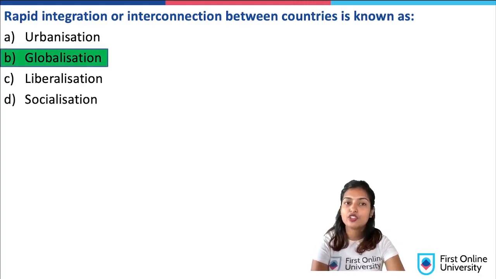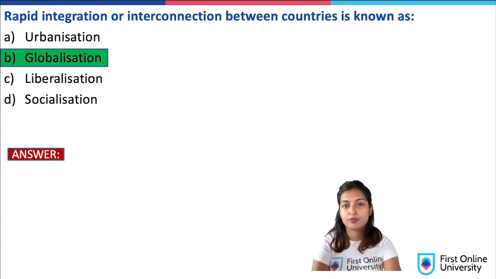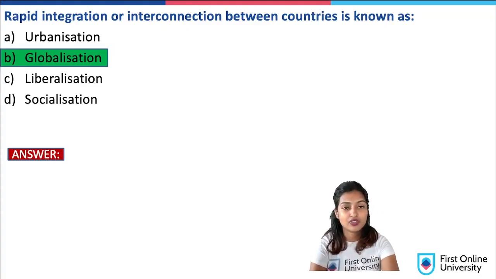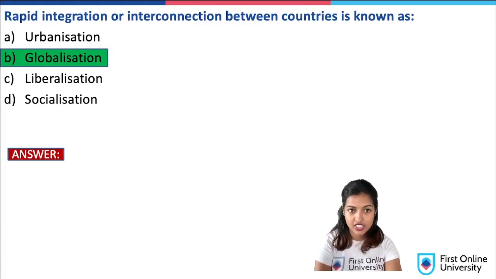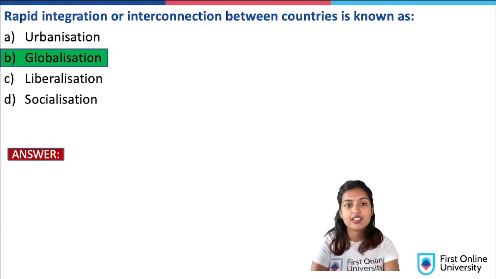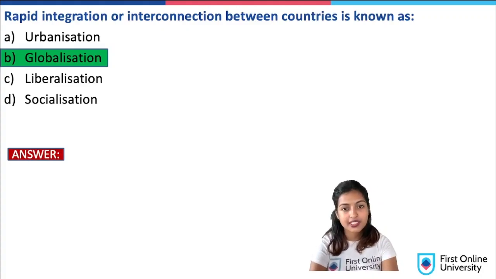This is the hardcore definition of what globalization is. That is, globalization means rapid integration or interconnection between two or more countries. Liberalization is removal of trade barriers by the government. Urbanization is increase in the urban areas of the country. It may come due to industrialization. Socialization has nothing to do with the Indian economy itself.